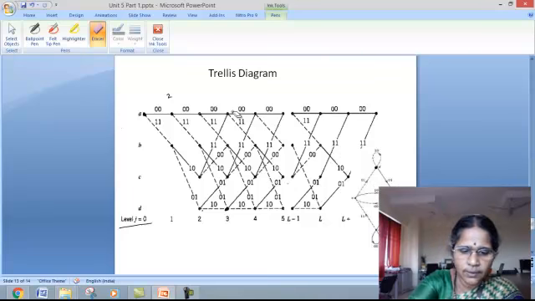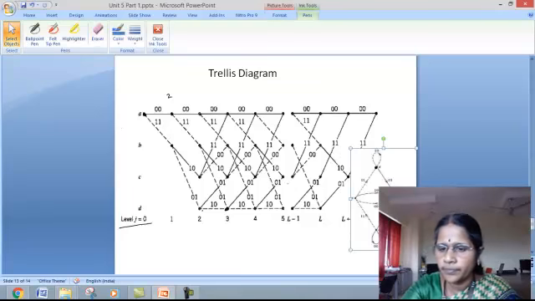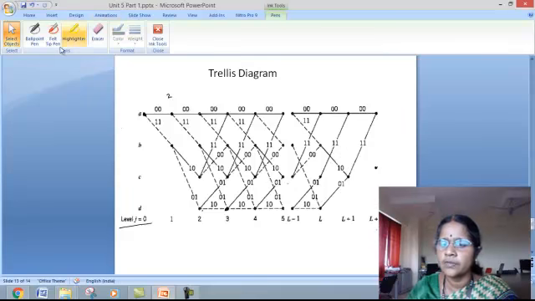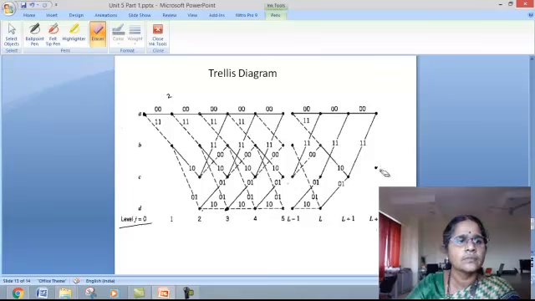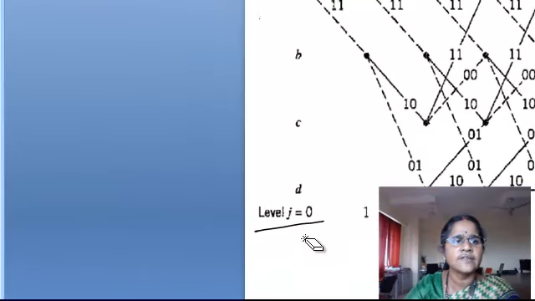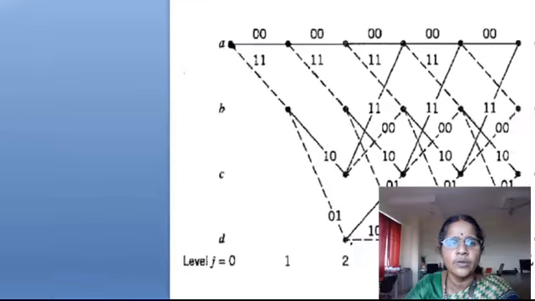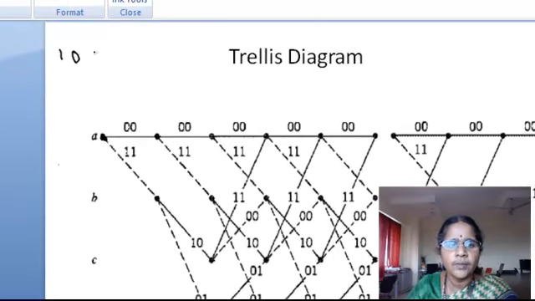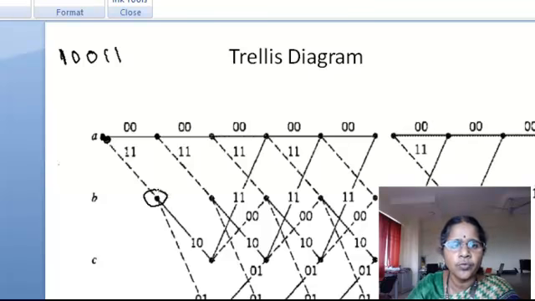Having constructed the trellis diagram, how to encode the given message sequence. Let us take the same message sequence 10011. So from the all zero state you start. Given the first bit is 1, follow the dash line. Now here you are in state B, producing an output of 1 1.